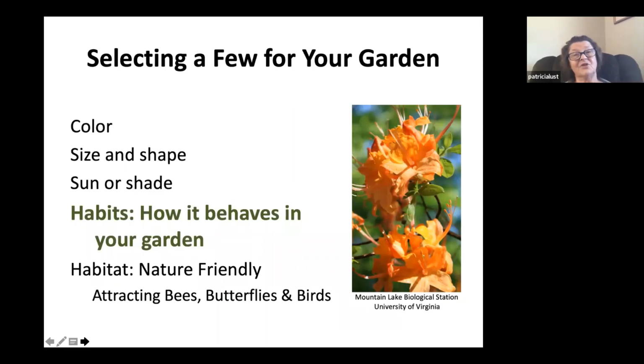There are a whole list of things that you want to consider as you bring natives into your garden: the same color, size and shape, sun or shade, all the things that you would consider in bringing anything else into your garden. What I want to talk a little bit about as we go on is the fourth one there, the habitats, how it behaves when it gets in your garden. And of course, we're all interested in ecology. In case you don't recognize it, that photograph here is flame azalea. They're not native to Central Virginia, but they are native to other parts of Virginia, and they do grow beautifully here.